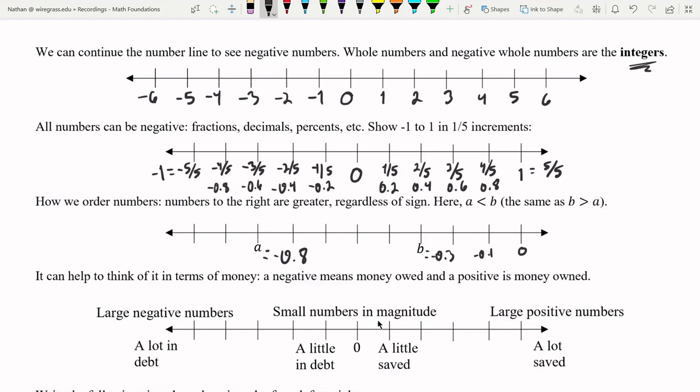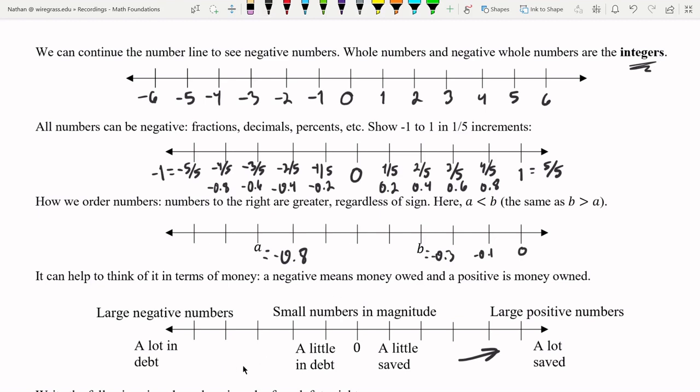It can help to think of this in terms of money. If we have 0 here, then as you go to the right, you can think of it as more and more money that you have saved in your checking account, for instance. And as you go to the left, that's more and more money you have owed. And if you were to ask the question, which would you rather have? You'd rather have more on this side, more saved, than more on this side, having more owed.